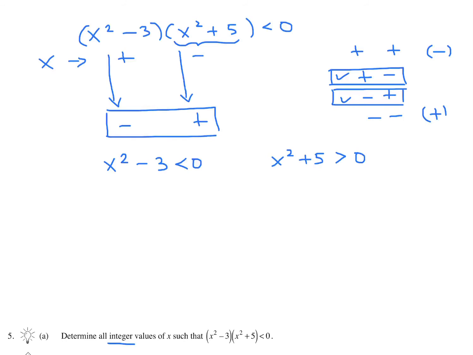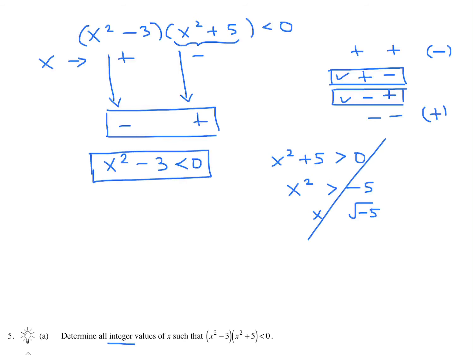Now, if we look over here, x squared plus 5 is greater than 0, x squared is greater than negative 5. But if we take the square root of both sides, we're going to get the square root of a negative number, and we want integer values. So this is not going to lead to anything. So we are really just left with one possibility. And this we can solve. x squared is less than 3. So x is going to be in the boundaries of positive root 3 and negative root 3, like that.